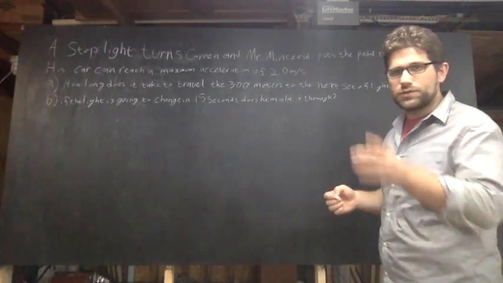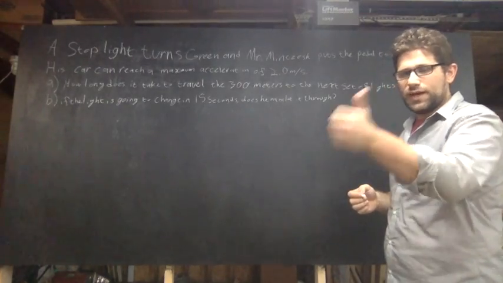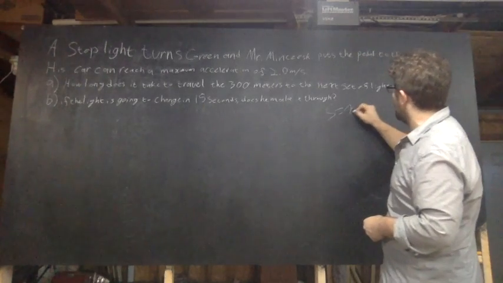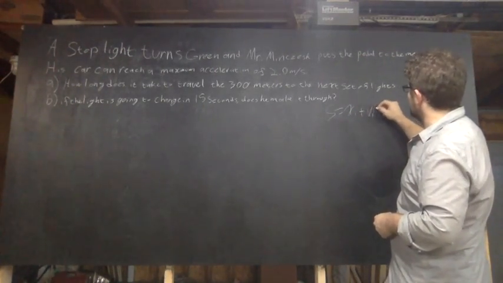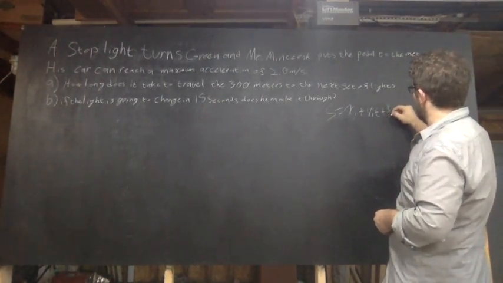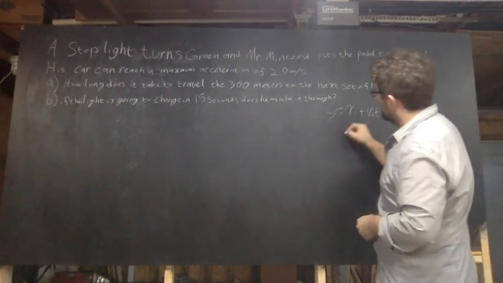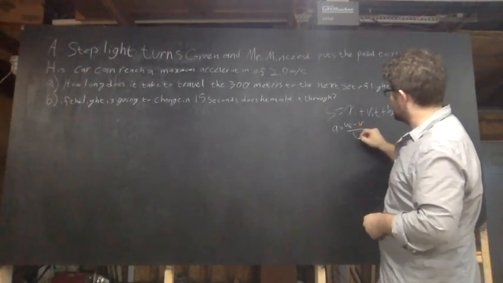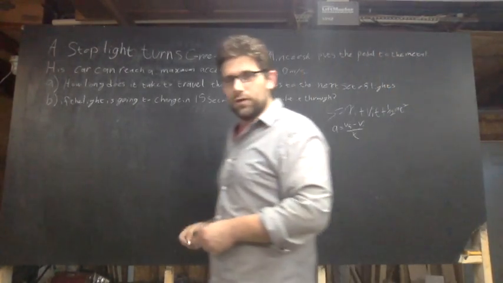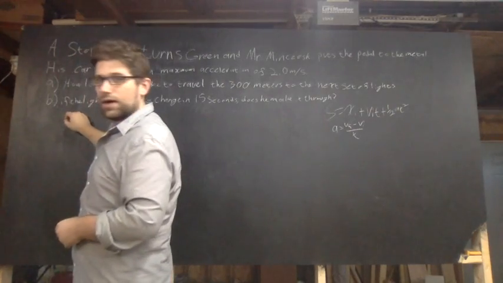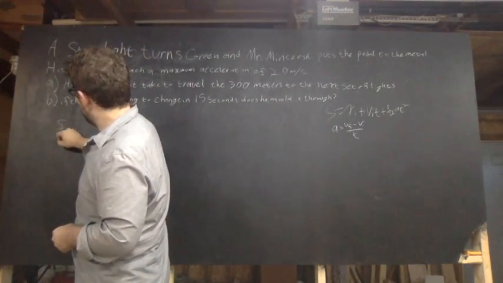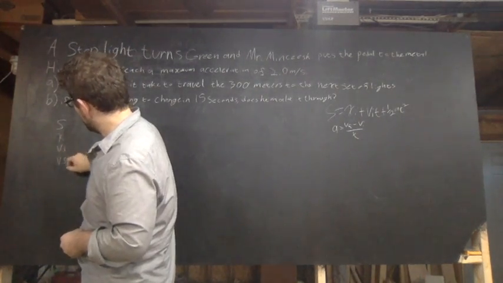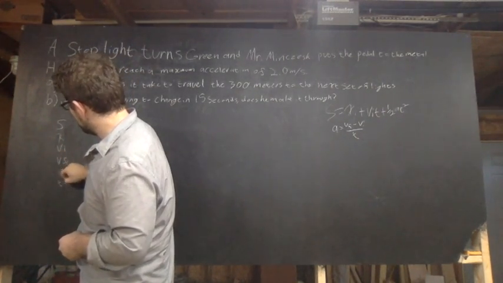So, as always, we start by setting up our variables and listing our equations. So, s equals xi plus vit plus 1/2 at squared. And a equals vf minus vi over t. Then we're going to list our variables over here. It's going to be an s, xi, vi, vf, a, and t.